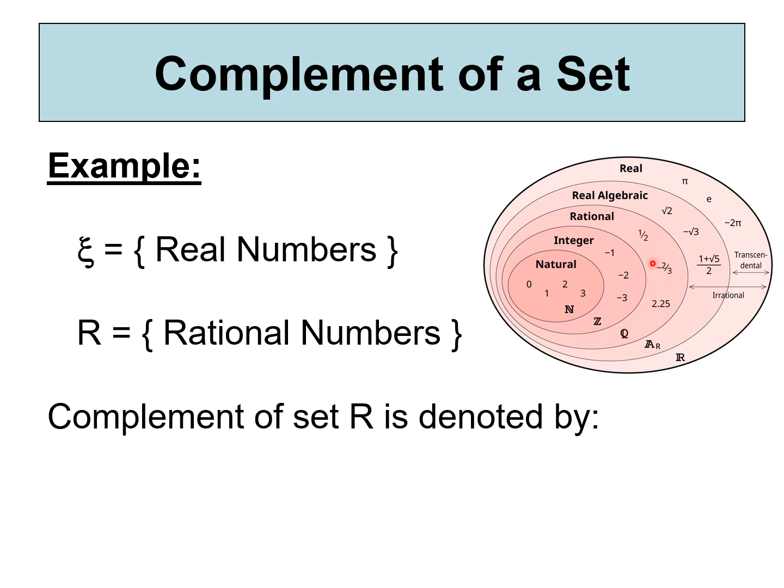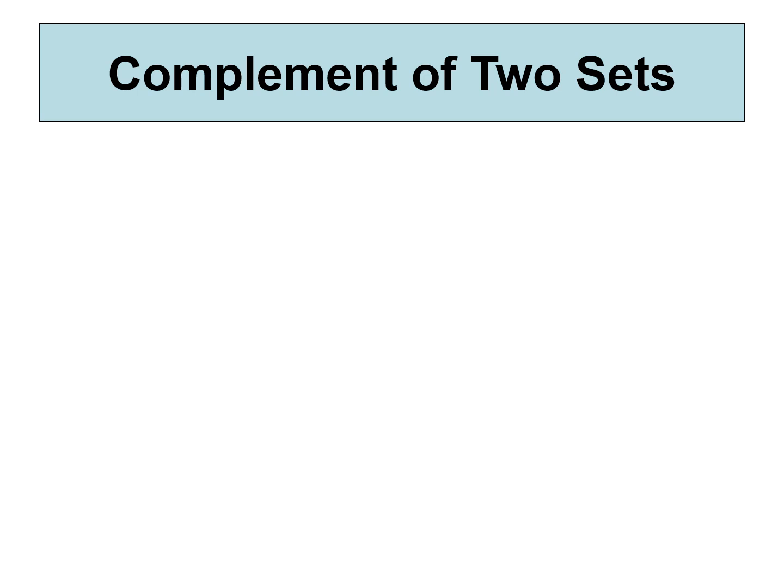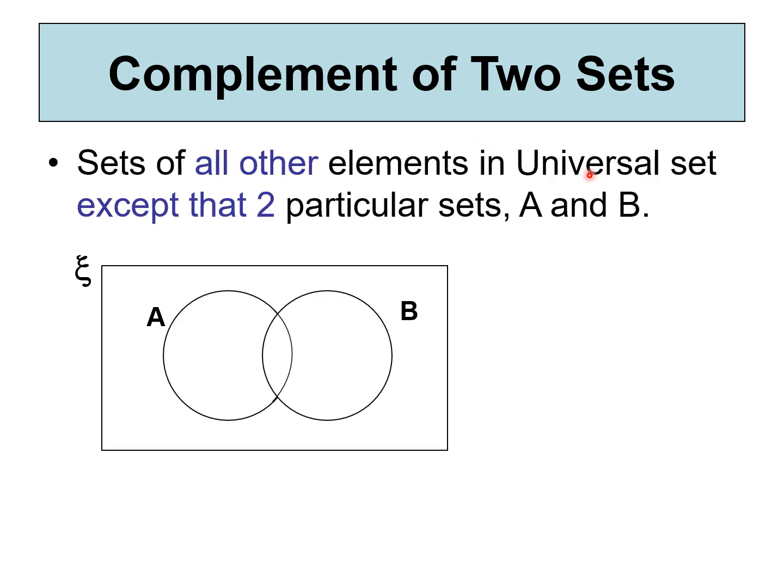So are you able to tell me where is the complement of set R? It actually falls under here. So the complement of set R is R prime. It is actually the set of all the irrational numbers. So this is an example of a complement of set. Over here, we are going to combine the complement of two sets together with union and intersection. So let's take a look at this example here.